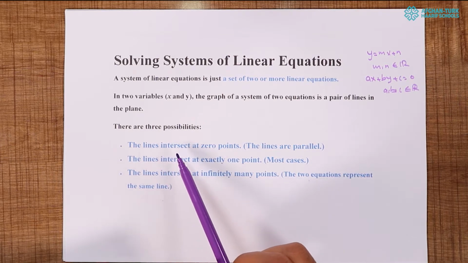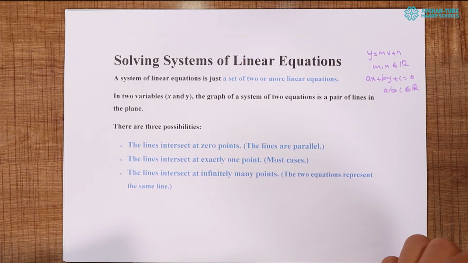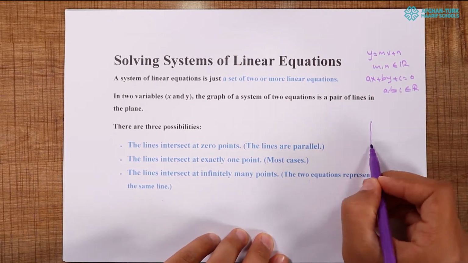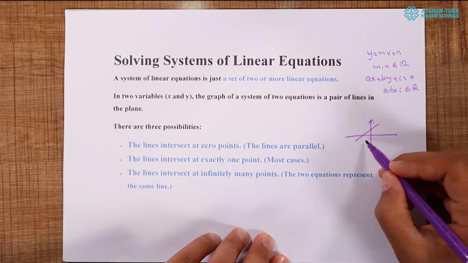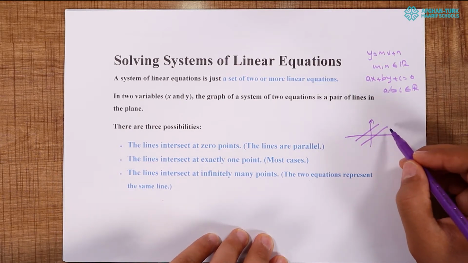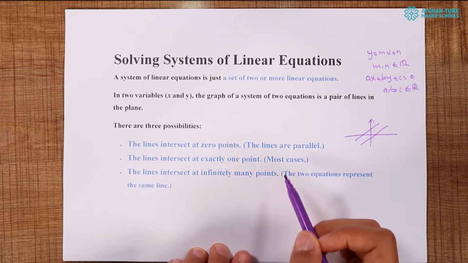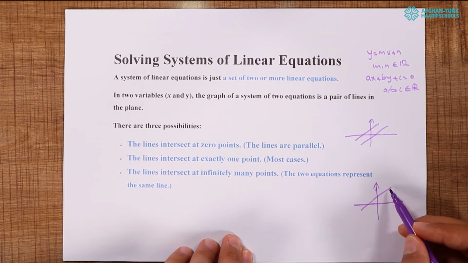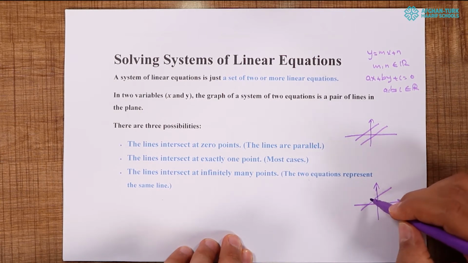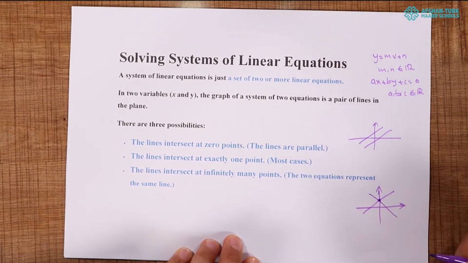The lines intersect at 0 points. It means the lines are parallel. For example, this is the y-axis. When the lines are parallel, they never intersect. The lines intersect at exactly 1 point in most cases. As you see, for example, this is the analytic plane. We have a line here, and also we have a line, for example, here. It intersects in 1 point in most cases.